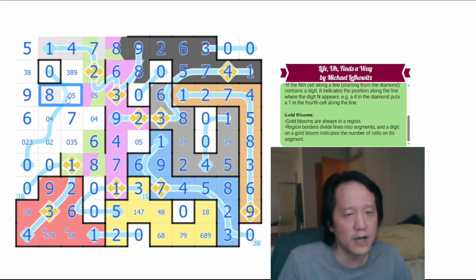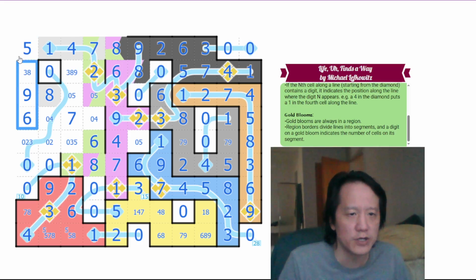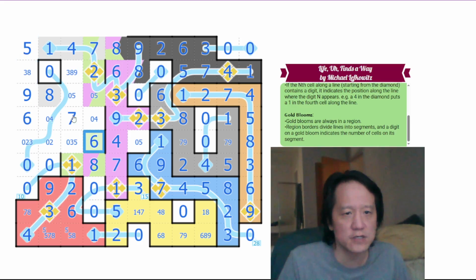Okay, light cannot go to here, because if it goes there, then this would have to be a 5. Well, I guess this could technically be green. No, green has to go through here, because this is a 6, right? If you connect the light here and here, green gets blocked from this area.